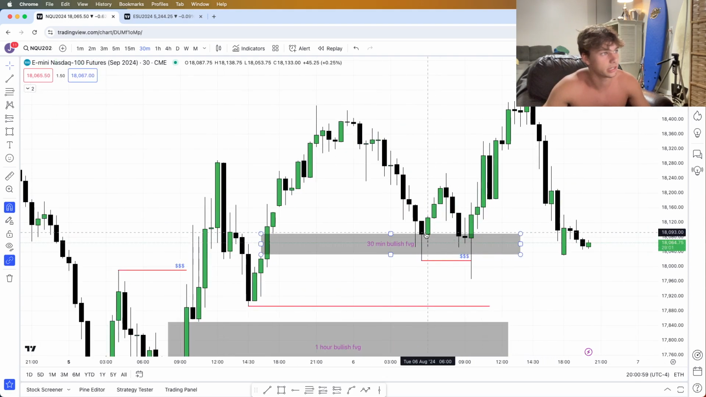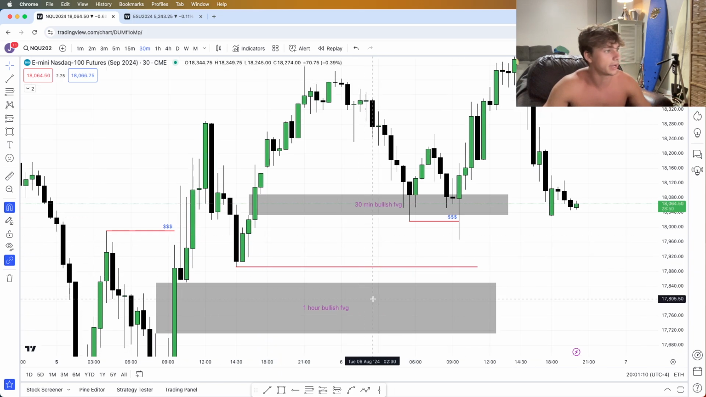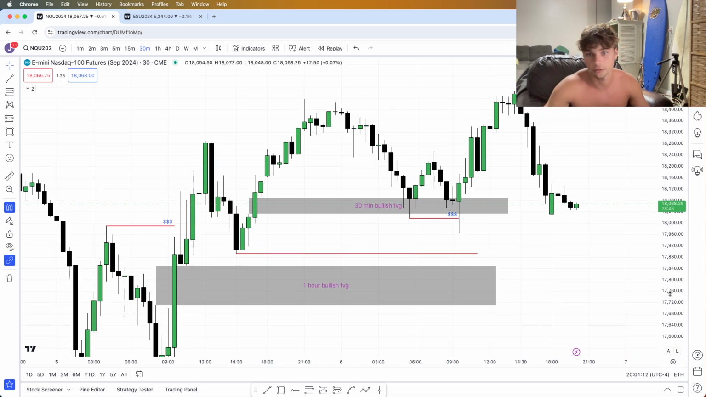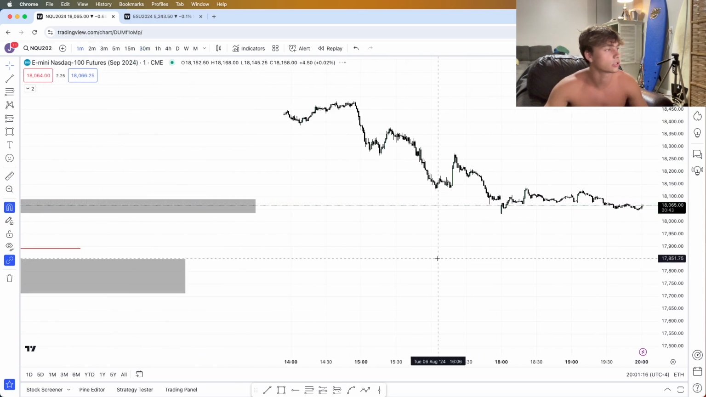Notice the wicks come in and trade through, but the candles close. This is a very strong reaction after taking liquidity. So this showed me that we weren't really going to come back down to this 1 hour, and I was ready to look for longs because of this reaction and this close on the lower time frame.